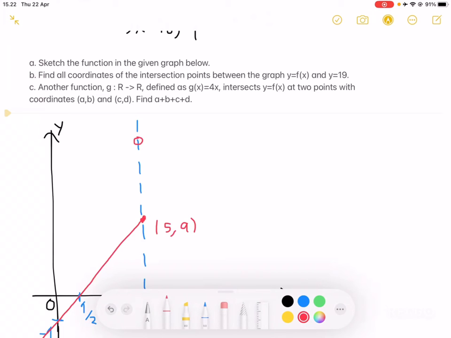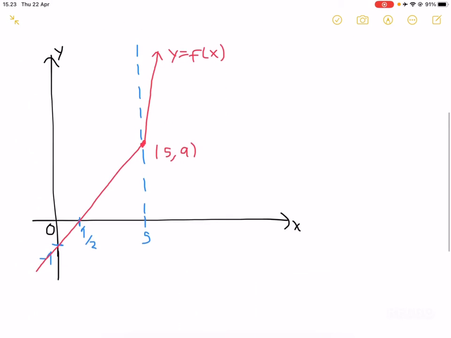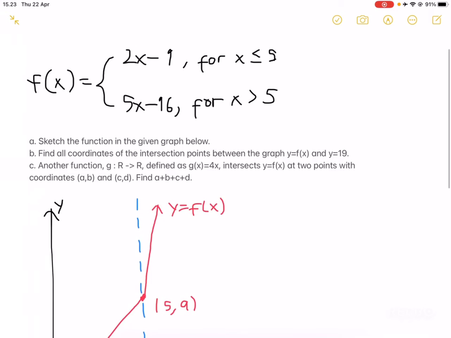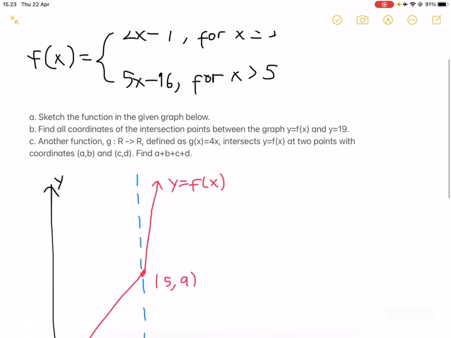So imagine you're going up a hill right here, and then suddenly there's a big ledge right here, and you have to climb all the way back to the top. So that is a very nice function, and it's given as 5x minus 16. However, we can just sketch it kind of like that. So this is y equals f of x. Alright, so that is pretty much all the important details for question A.